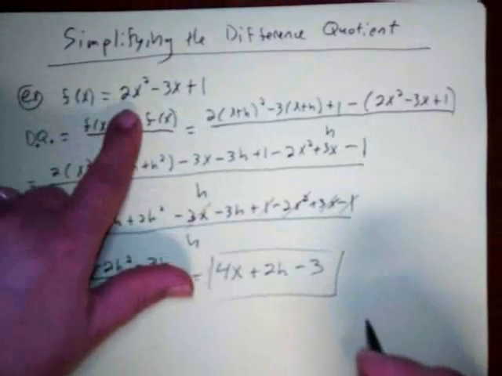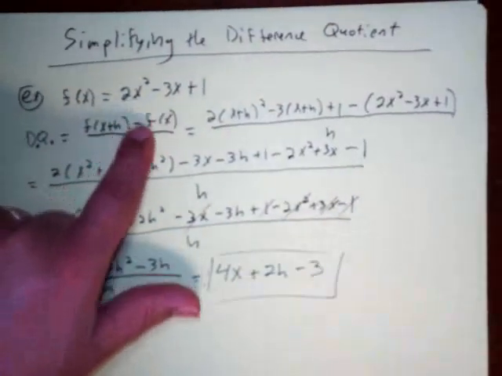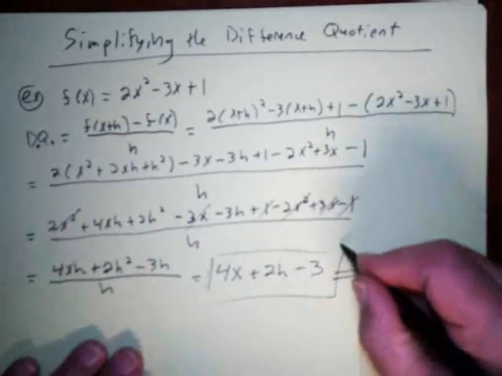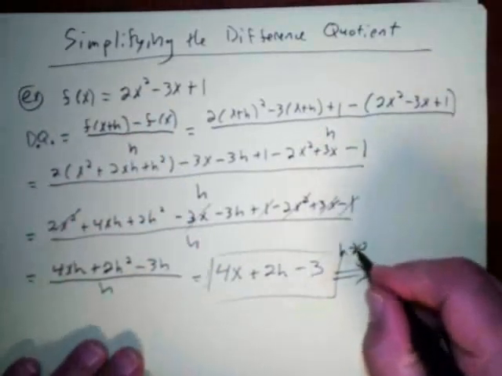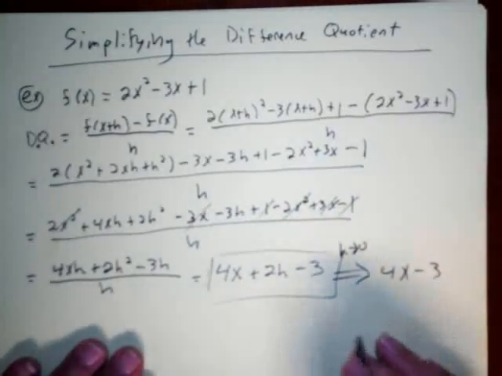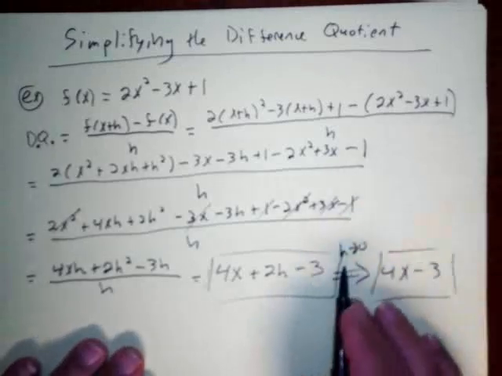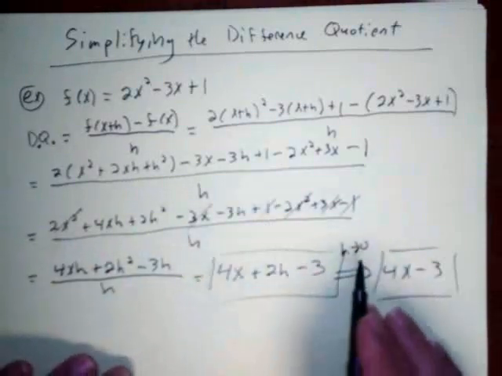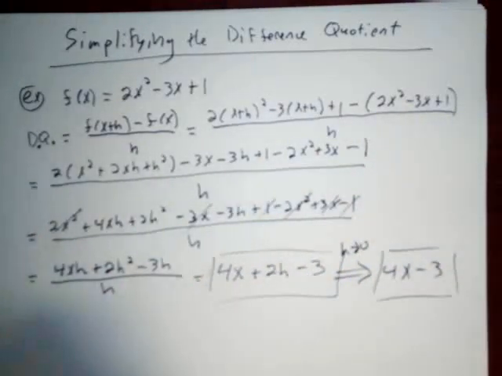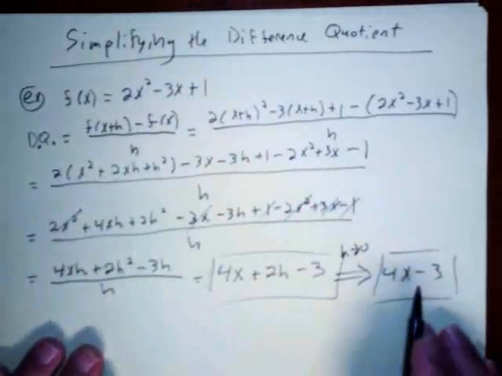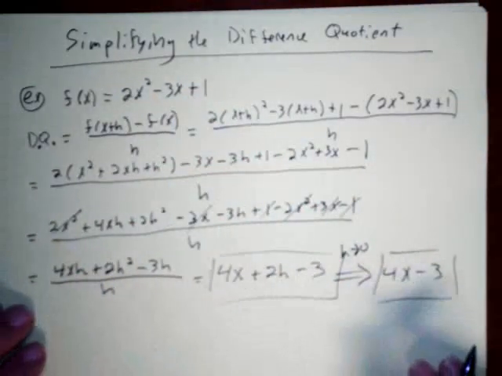Then if I wanted to find the instantaneous rate of change at any value of x, I need the actual value after h goes to 0, right? Then this term goes to 0 and I'm left with 4x minus 3. So this is actually the final value after you take the limit. Okay? And again, when you simplify it down to here, now you can let h go to 0 because you don't get a 0 in the denominator. So wherever you want to find the instantaneous rate of change for this function, you can put x into this and get it.